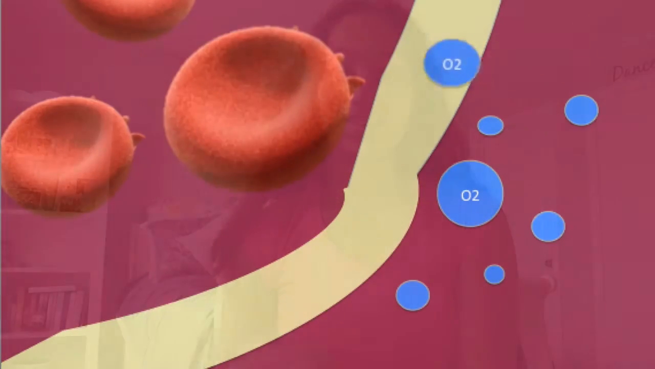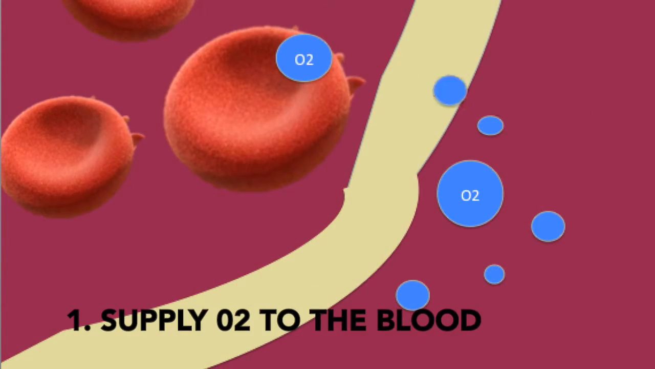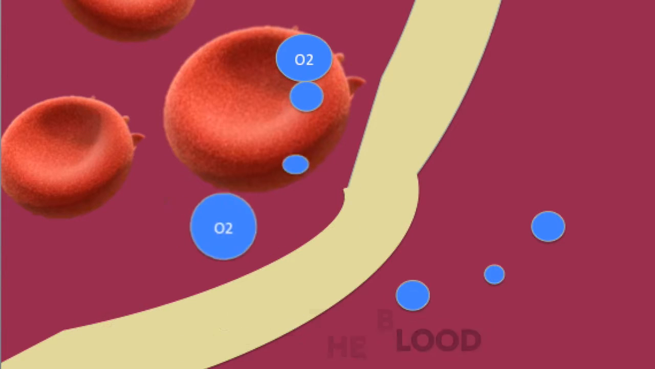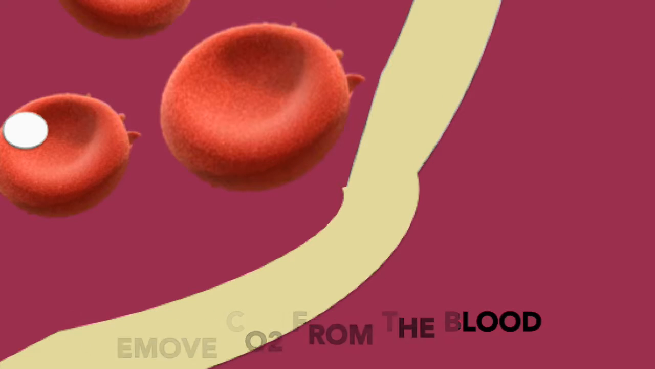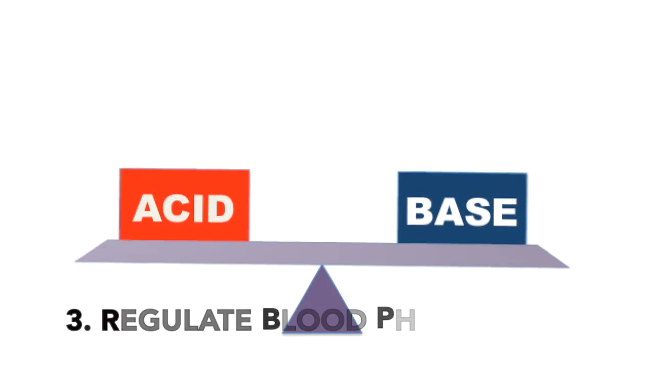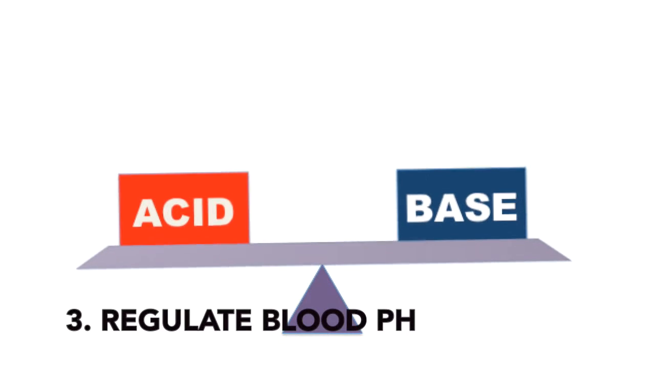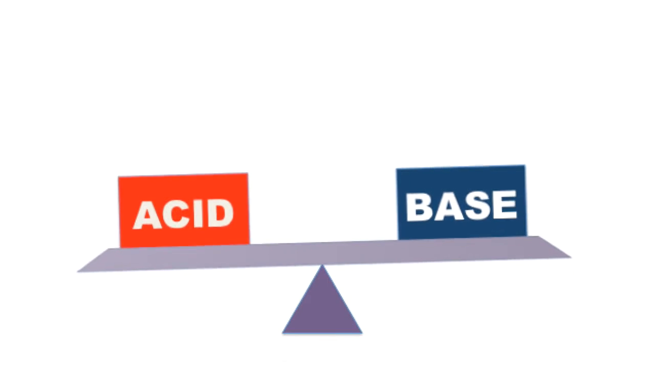So the respiratory system has three main functions. Number 1, supplying oxygen to the blood. Number 2, removing carbon dioxide from the blood. Number 3, regulating blood pH. So this is the acid-base balance.